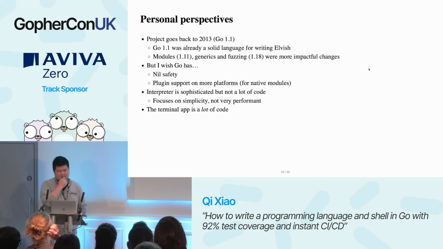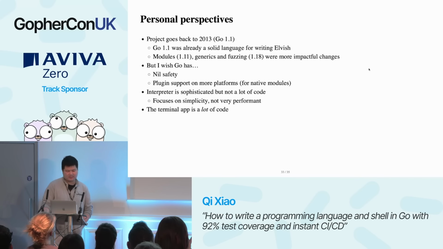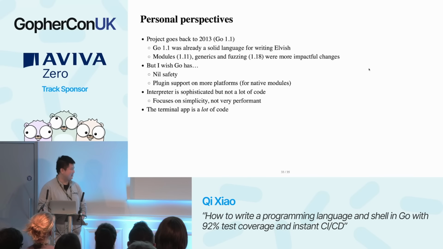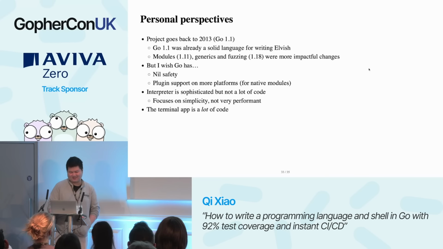All right, let me also talk a bit about my personal perspectives of building this project. The project goes back to 2013, and that was a time when Go was really a very new language. People still talk of Go as a new language today, but back then it really was. It was a fancy language that had just come out, designed by familiar names from Bell Labs. So that was part of the reason why I started using Go for Elvish.